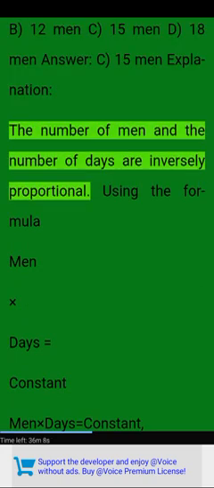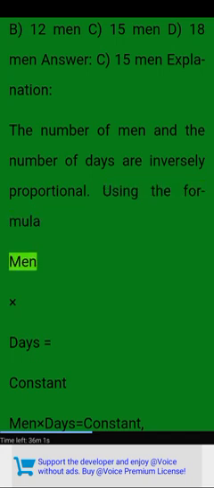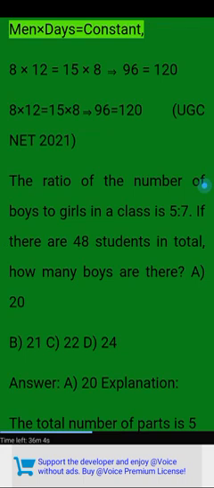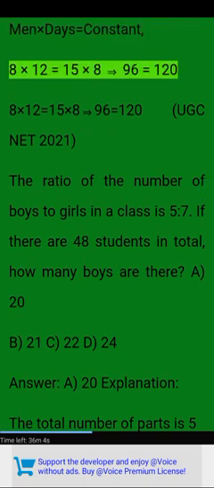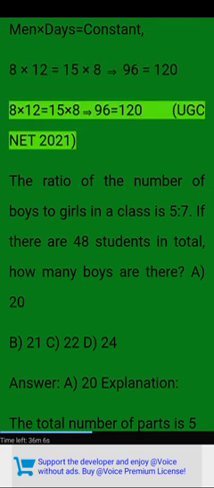The number of men and the number of days are inversely proportional. Using the formula, men times days equals constant. 8 times 12 equals 15 times 8, so 96 equals 120.